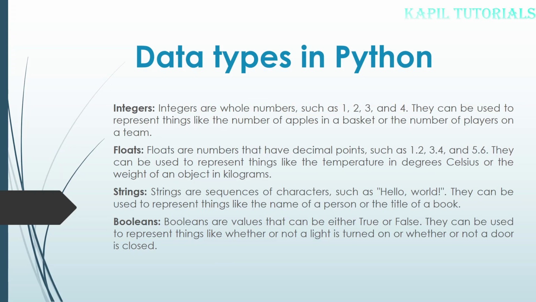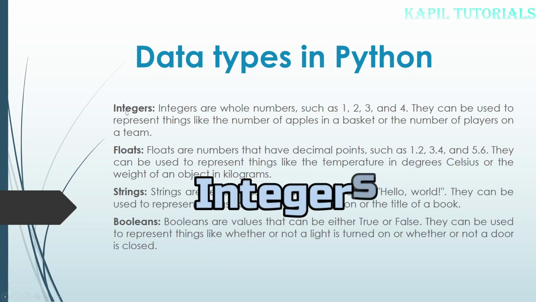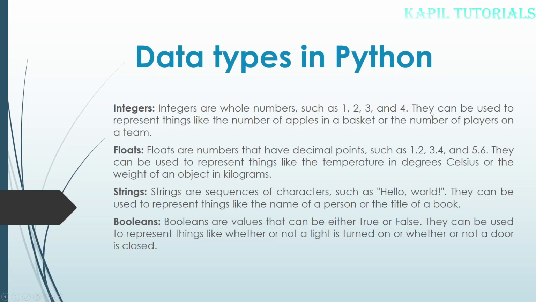Now, different data types in Python. Firstly, integers. Integers are whole numbers, like 1, 2, 3 or 4. Or we could say, suppose, the number of apples in a basket or the number of players. That means they are whole numbers. Floats.